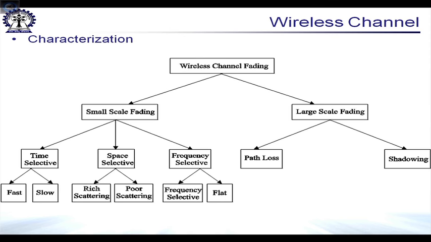The next dimension is the space dimension. In the space dimension, it can be rich scattering or poor scattering. In the frequency dimension, it could be frequency selective or flat fading. And in the time dimension, it could be fast fading and slow fading. We will discuss the details of fast fading and slow fading when we talk about small scale fading. We will talk about details of frequency selective and flat fading when we talk about more details about small scale fading. About space selectivity, I will briefly tell you now and we will take up in details.